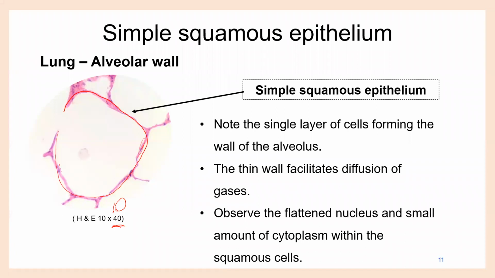So the thin alveolar wall facilitates diffusion of gases. And you can see the flattened nuclei and the tiny amount of cytoplasm in the squamous cells.